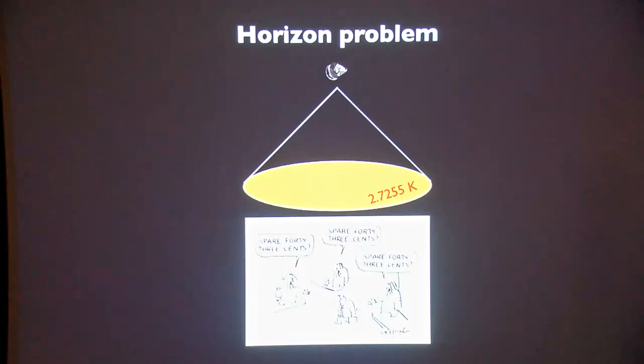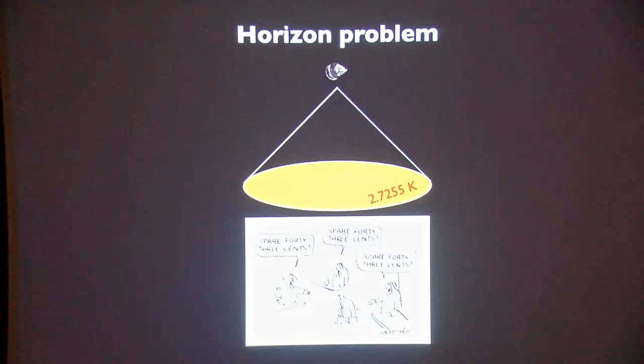There's also some qualitative things that we learn about it that are perhaps even more fascinating. One of them is usually referred to as the horizon problem. Here, this is supposed to be the satellite that measures the cosmic microwave background. This is our map, and you see that the temperature is 2.7255, the last measurement from COBE, 2.7255 Kelvin everywhere in the sky.